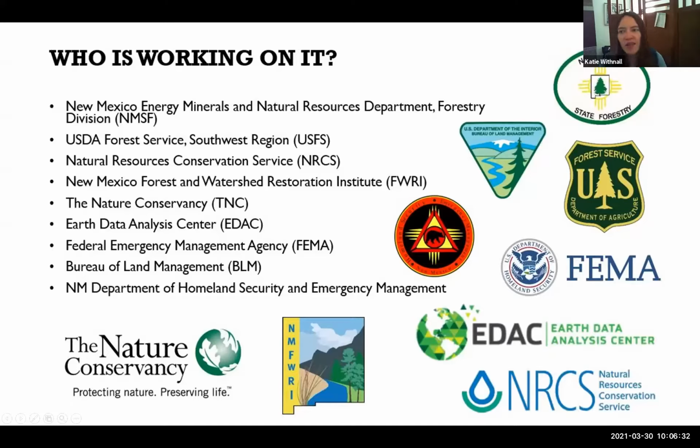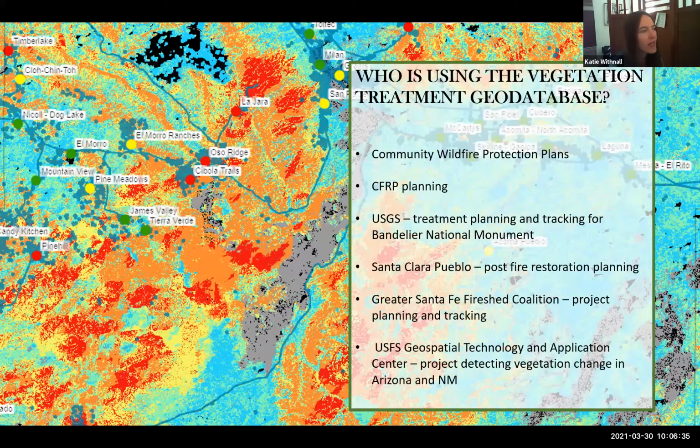How is the vegetation treatment geodatabase being used? It is being used in a variety of different ways. Some of the ways that we've heard are in community wildfire protection plans, input for fire modeling, CFRP planning, and Santa Fe Fireshed Coalition and other collaboratives use it for project planning and tracking. The Santa Clara Pueblo has used it for post-fire restoration planning. USGS has used it for treatment planning and tracking in Bandelier.